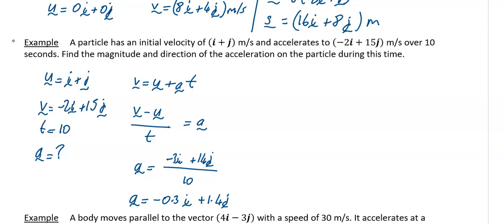So that's your acceleration. What the question asks you to find is the magnitude and direction of acceleration. We'll do a diagram, I think, for this one. So you are going minus 0.3i. Get rid of that, that's a mess. So it was 0.3i.